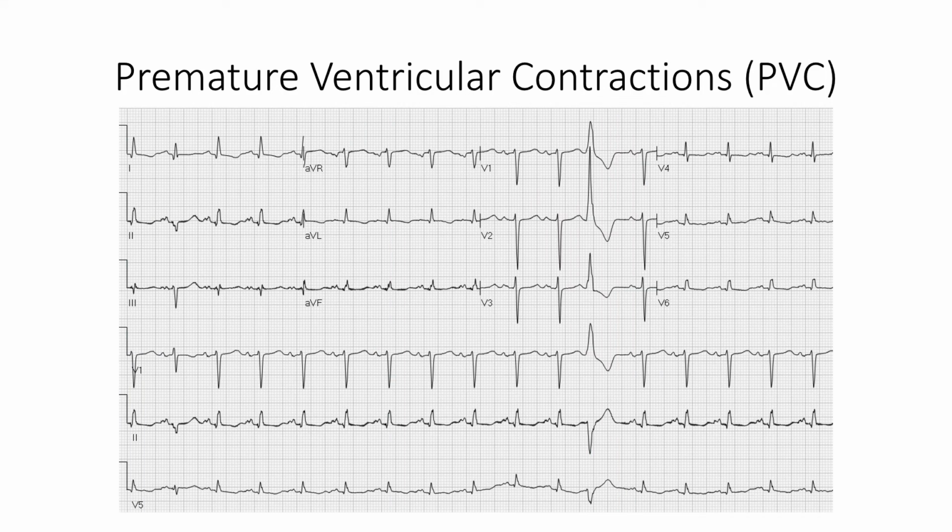I like this ECG because it shows the difference between a PVC and a fusion beat. In the yellow box, you can see an example of a PVC, which is an early wide QRS with no coupled preceding P wave.